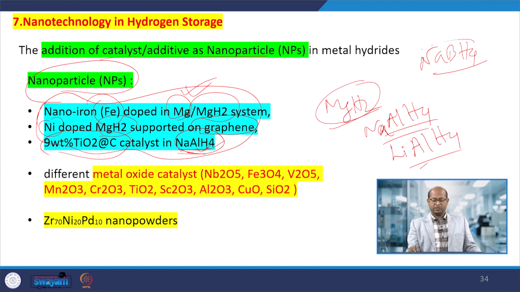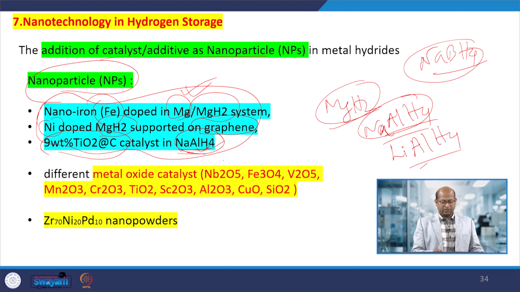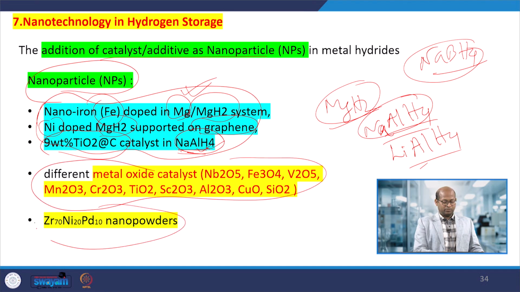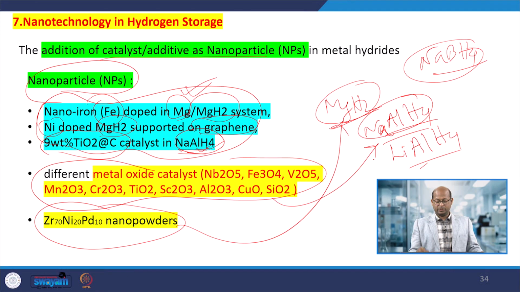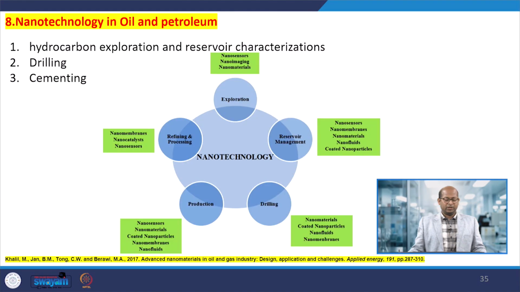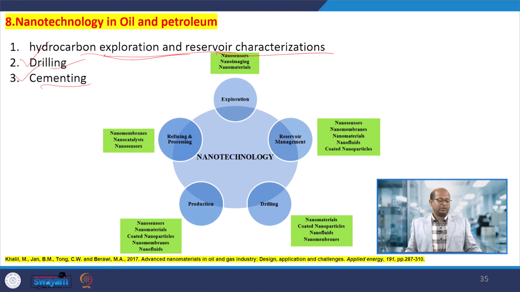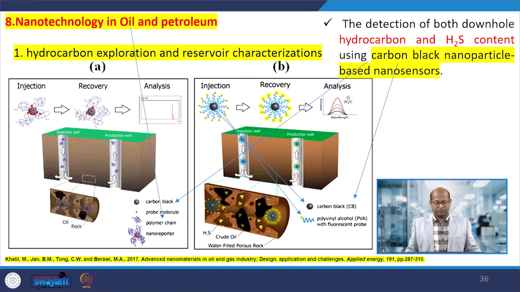With these materials, if we use some nanomaterials or nanoparticles, that may be the different metal oxide nanoparticles I said, we can use them here. Then absorption and desorption of hydrogen will improve. Depending upon the application or performance study, we can find that a particular material is useful. Oil explorations also, means hydrocarbon explorations, reservoir, they are drilling, cementing, these processes are going on, and there we can use nanomaterials or nanotechnology.